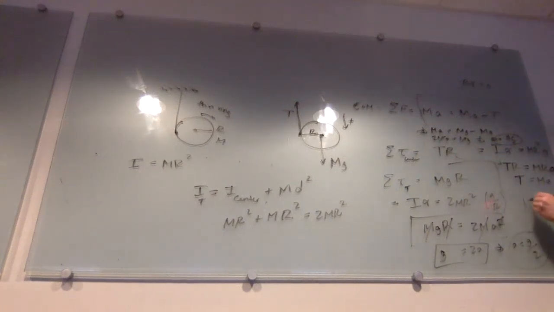So the tension, now that we have A, we could just plug back in mg over 2. We can just plug into any of our equations. Of course, we could also plug in here. That'd be fine too. Anything we have for A, for T, we could plug in.